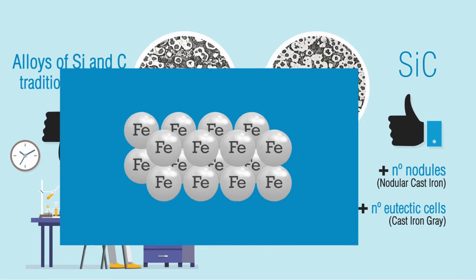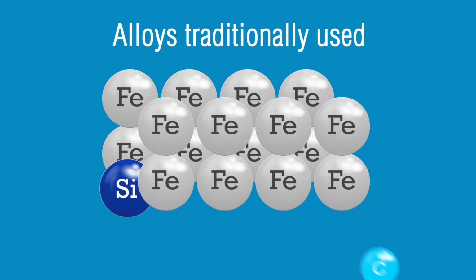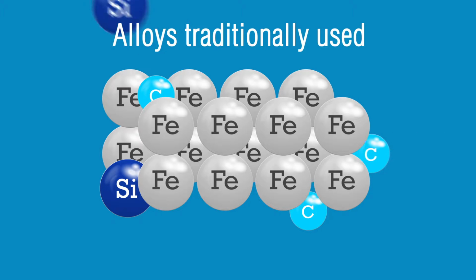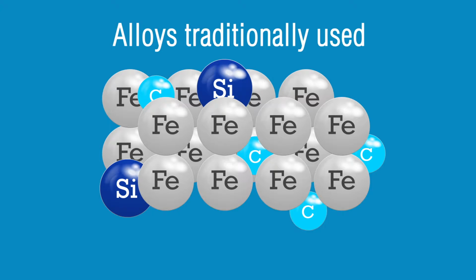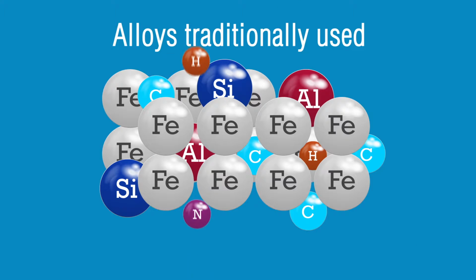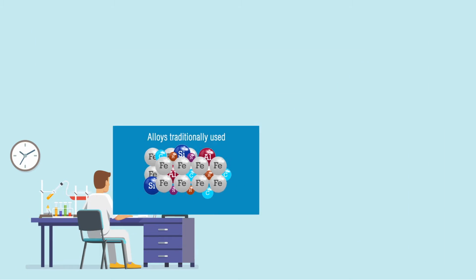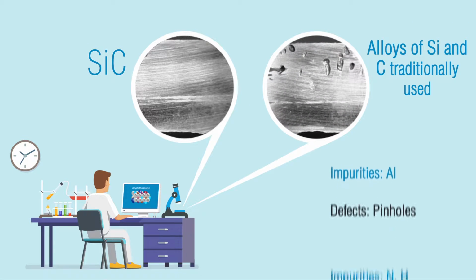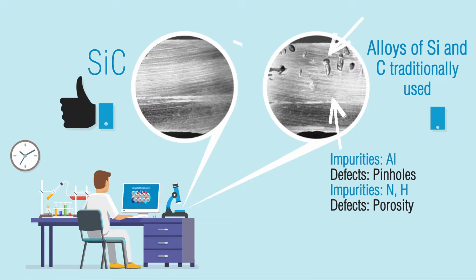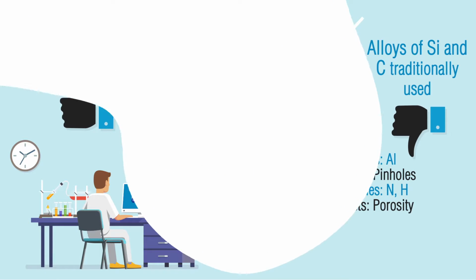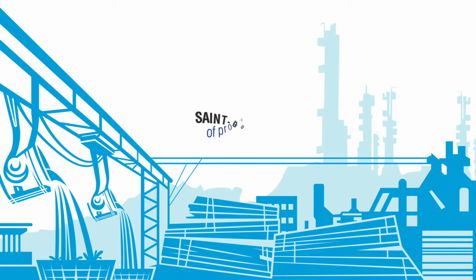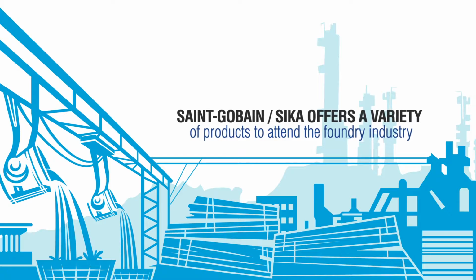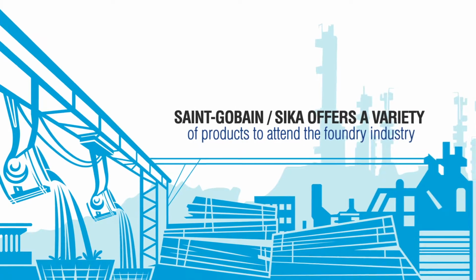There are other materials that can provide silicon and carbide to cast iron. However, these materials have levels of impurities that are also incorporated into the metal and can generate defects in the final product. However, the level of SIKA impurities is much lower in relation to these products, minimizing cast iron alloy defects. Gobain, SIKA offer a variety of products that suit the foundry industry.